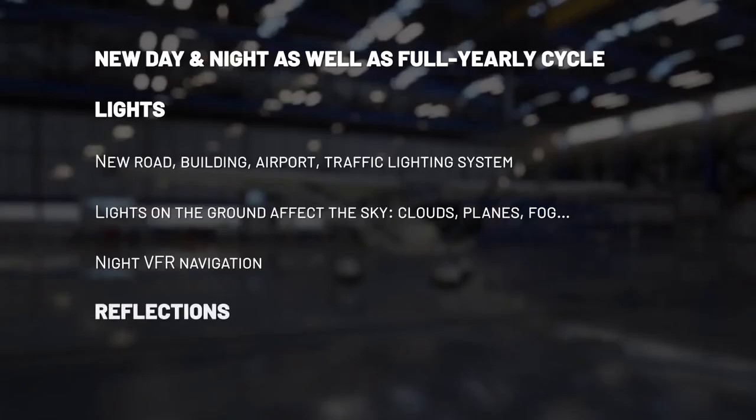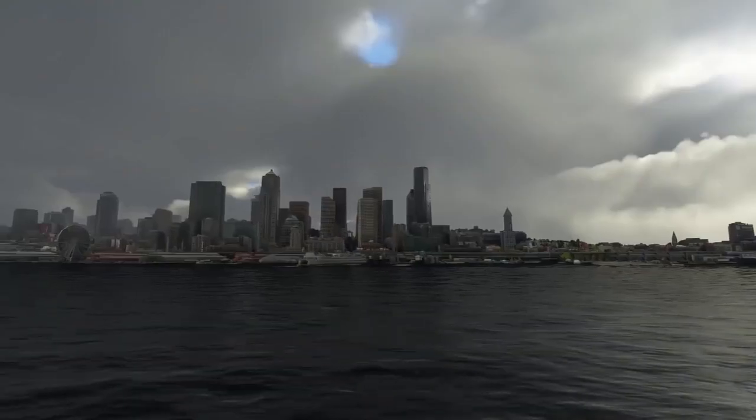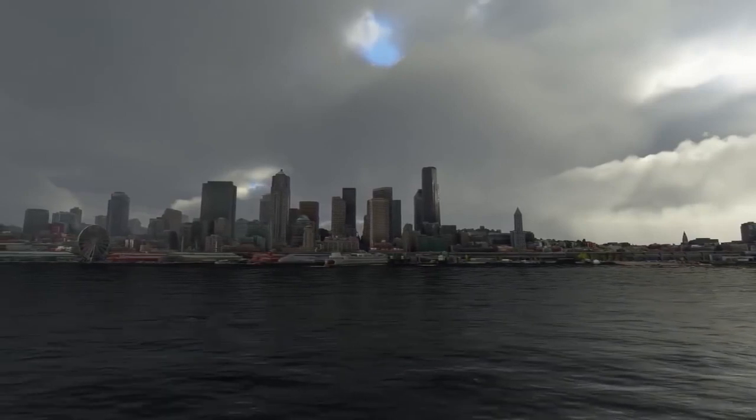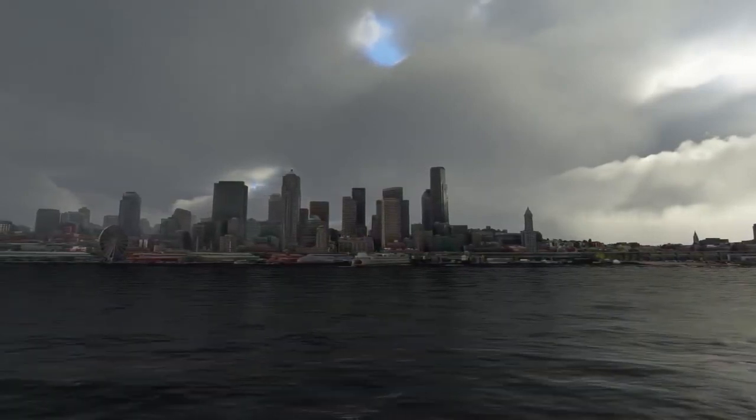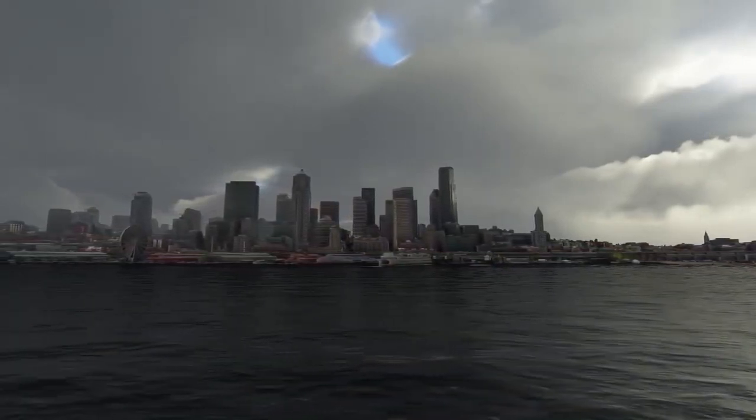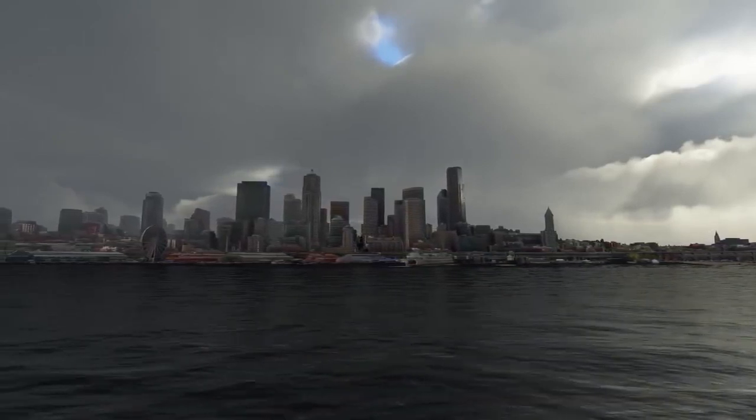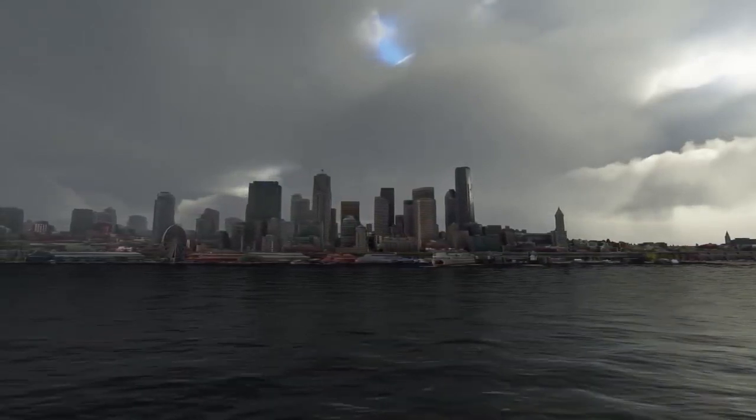You will see all those lights reflect on the water, for example, which is also rendered as any layer of the atmosphere. It sounds weird, but it's actually the case. So you can see on those videos that during a dark day, the water will be super dark and the reflection of the buildings are really dark.